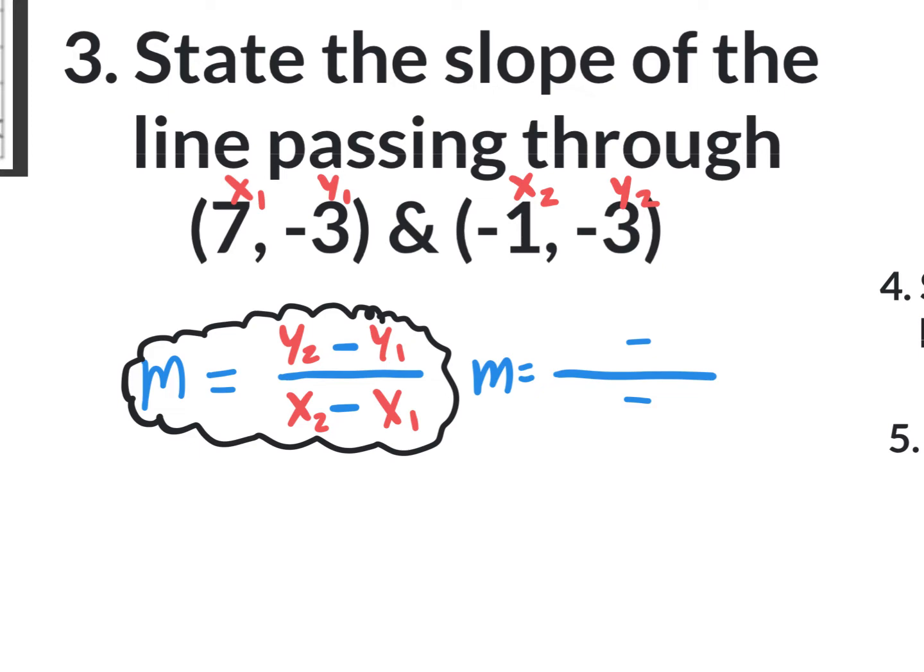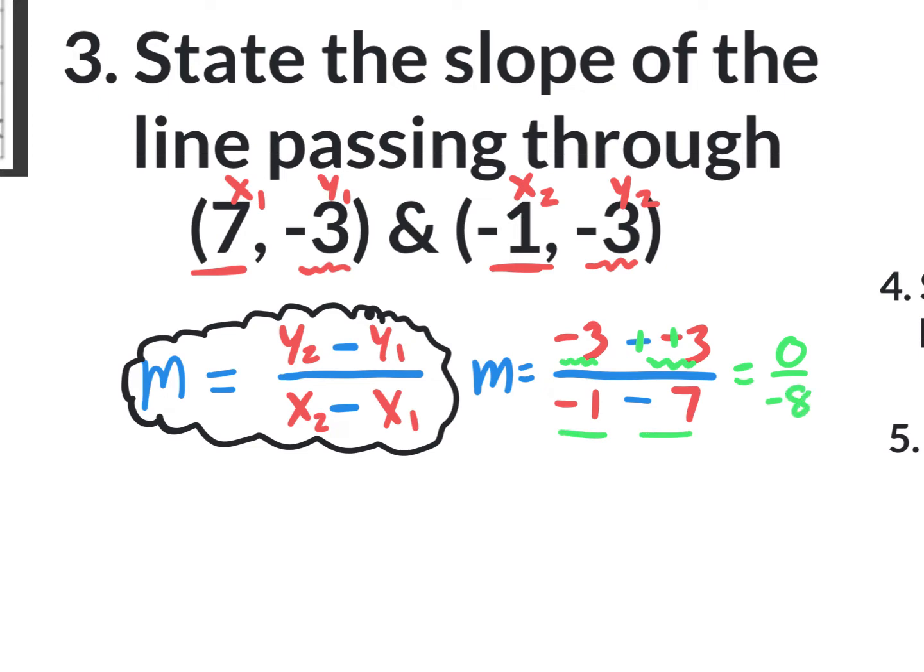Anyway, now we could plug in y2, which is -3, minus y1, which is also -3, divided by x2, which is -1, minus x1, which is 7. Okay, and what could we do? We could change the minus minus to plus plus, and then we simplify. So what is -3 plus 3? That's 0. And it's going to be divided by a -1 and a -7, that's -8. But the bottom line is 0 divided by any number is still 0. So right here, ladies and gentlemen, the answer is that the slope is 0.